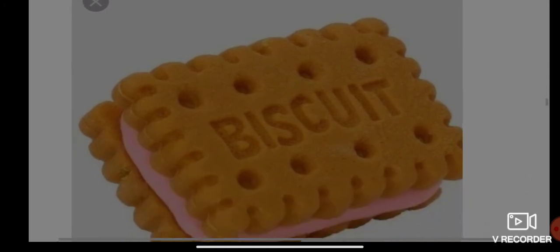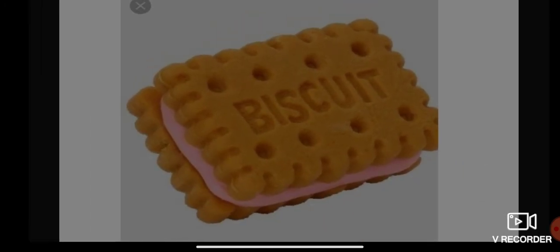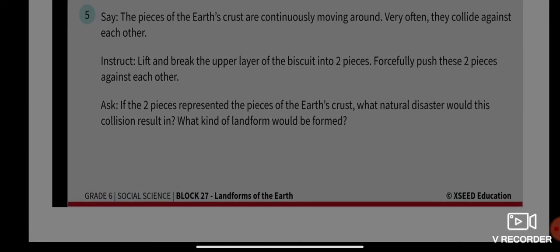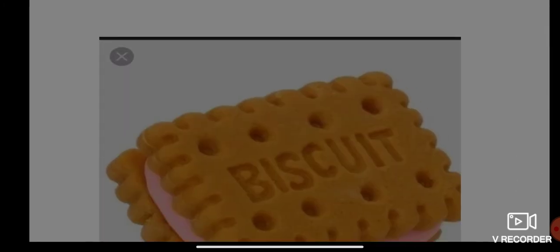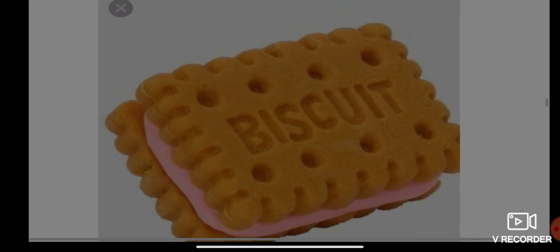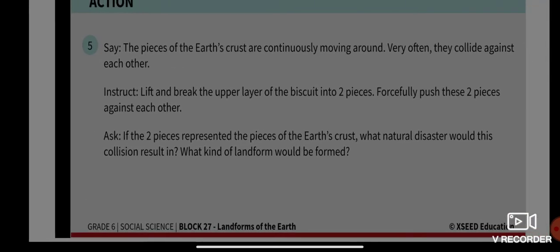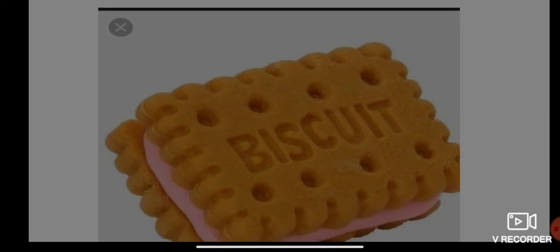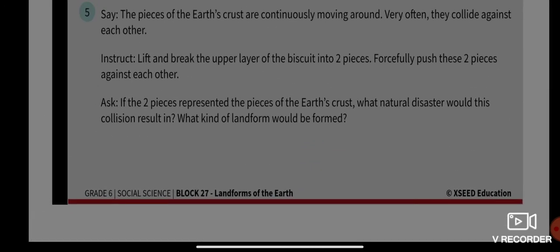Now this is the biscuit, a cream biscuit. So what you have to do with this cream biscuit is try to break the upper layer of the biscuit into two pieces. Now forcefully you push these two pieces against each other. Now after breaking the surface of the biscuit, you try to join the biscuit together again. All right, you forcefully push these two pieces against each other.